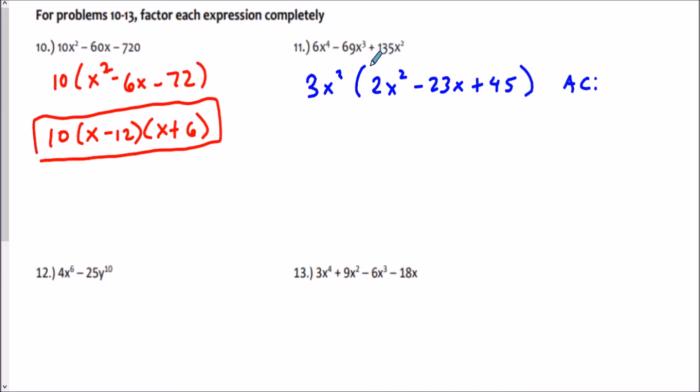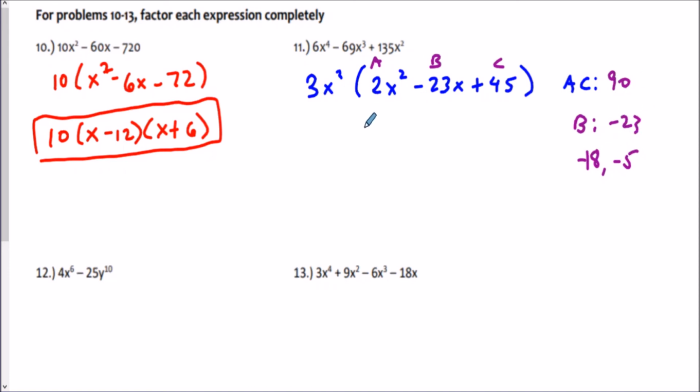Our A is 2 and our C is 45, so 2 times 45 is 90. My B value in the middle is negative 23. If I look for numbers that multiply to 90 and add to negative 23, you might have to do a little guess and check on your calculator till you find the right values. In this case, negative 18 and negative 5 work. If you multiply these together, you get positive 90. If you add them together, you get negative 23.